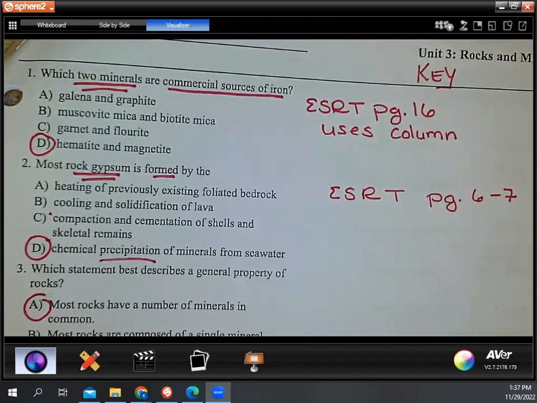Hello everyone, this video's purpose is to help you with test corrections for Unit 3 Rocks and Minerals. Last test, I had asked people to come after school to help assist you with test corrections, but several of you said that you just couldn't make it, so I figured this would be an easier way to do it.